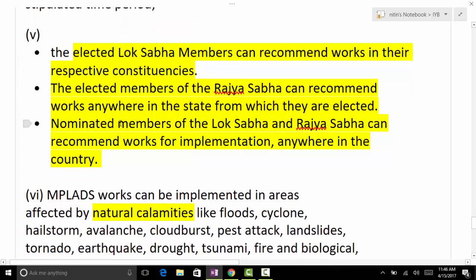And what about the nominated members of Lok Sabha and Rajya Sabha? Anywhere. They don't have a specific state or even a specific constituency. So anywhere in the country.